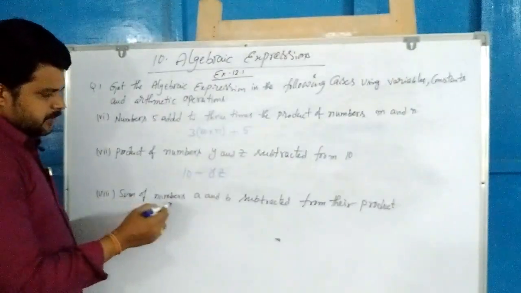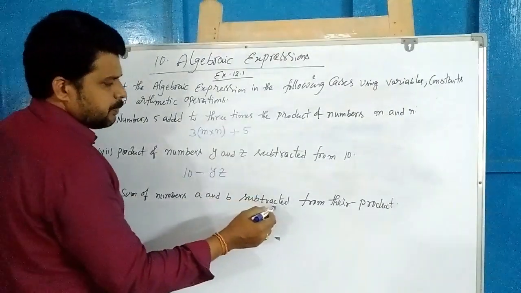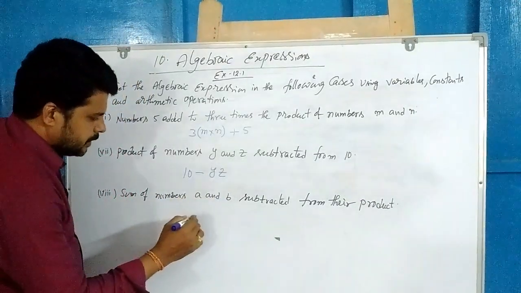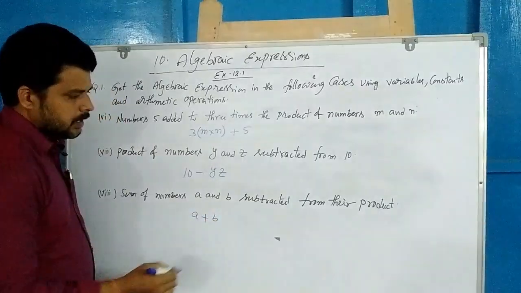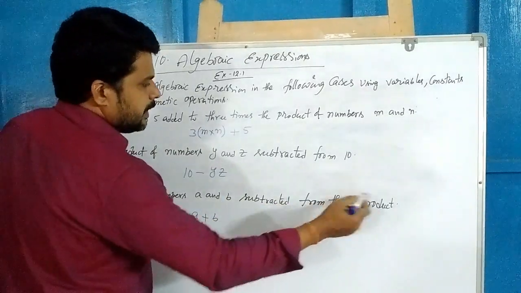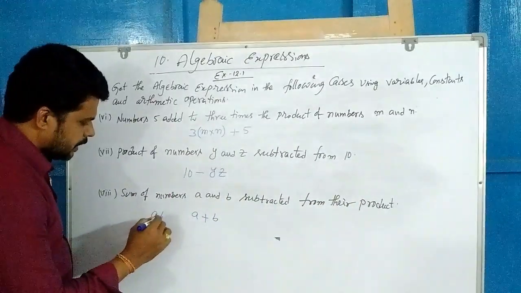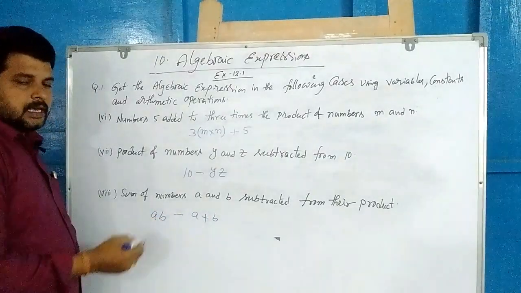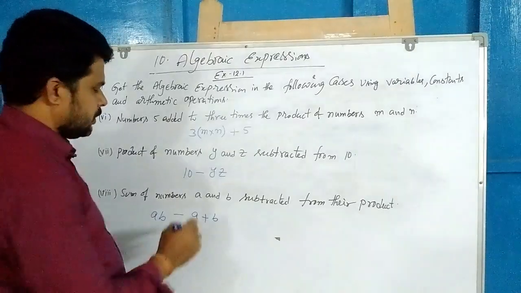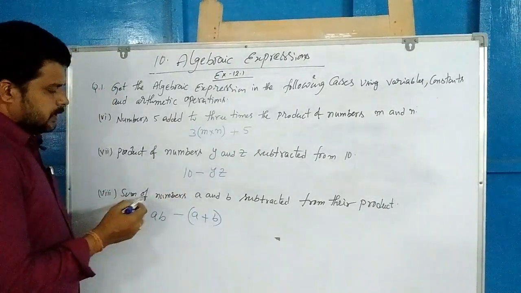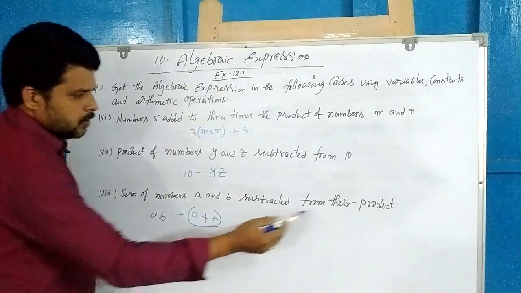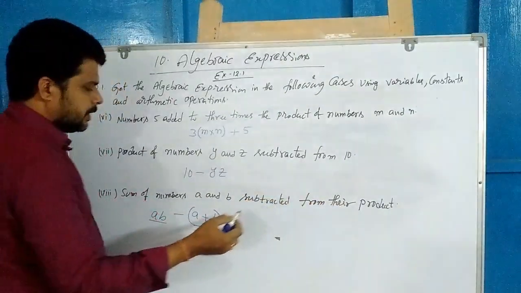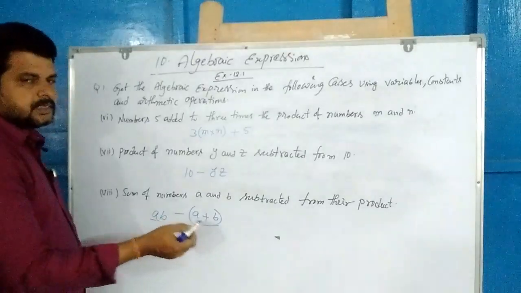Last one, sum of numbers a and b subtracted from their product. Sum of numbers a and b, that means a plus b, subtracted from their product. Product means a into b. Subtraction, so ab minus (a plus b). Sum of numbers a plus b, their product a into b, from their product subtracted. So ab minus (a plus b).